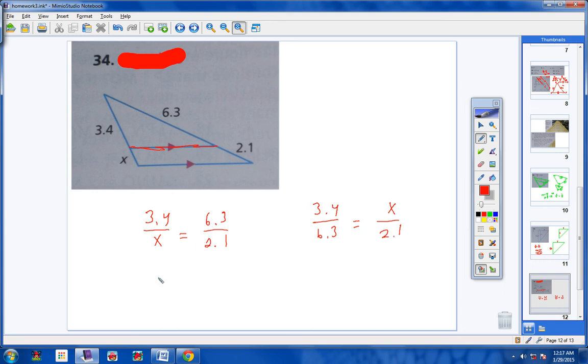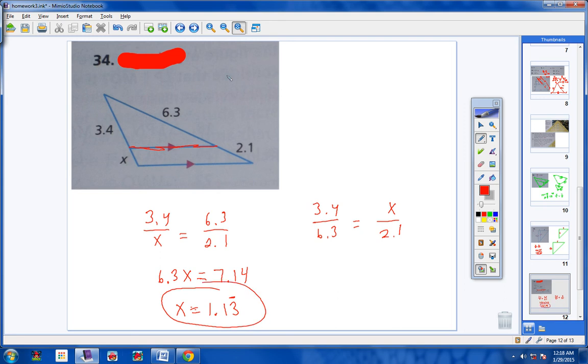6.3 times x is 6.3x equals 3.4 times 2.1 is 7.14. Now divide both sides by 6.3 and we should have our answer, which would be 1.133333. So you can put 1.13 with a bar over it, and that would be good, okay?